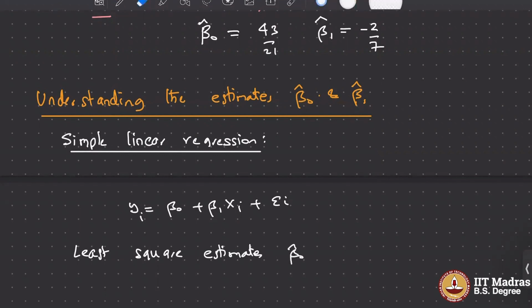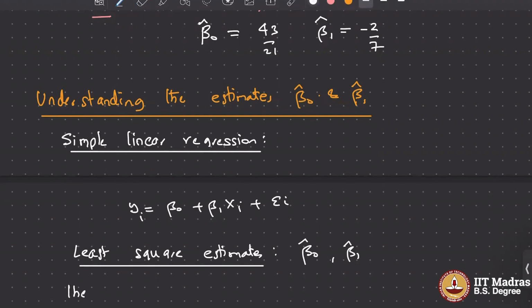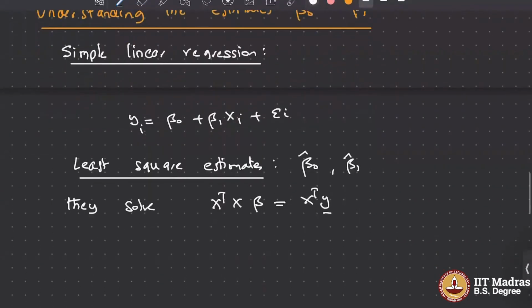Beta naught hat and beta 1 hat, they solve x transpose x times beta is equal to x transpose y. So if you think a little bit, and here what is the x?